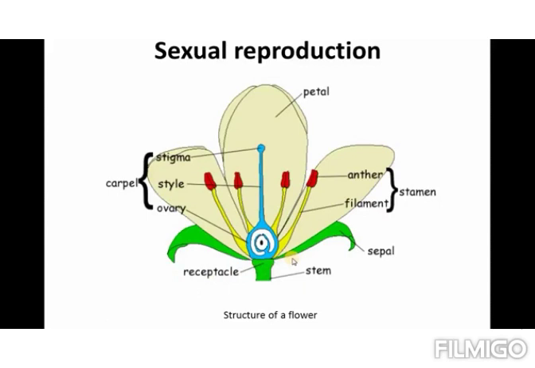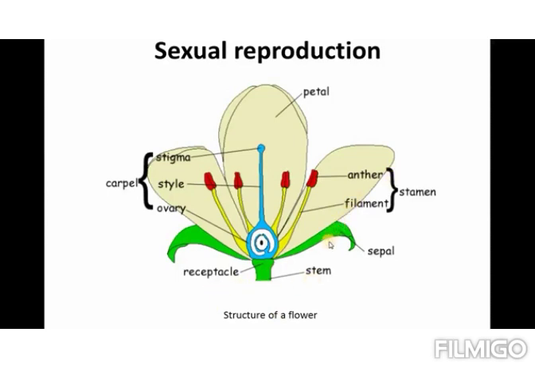Now, each flower has 4 whorls. These whorls are calyx, corolla, androecium and gynoecium. I repeat, each flower has 4 whorls. The first one is calyx, then corolla, then androecium and then gynoecium. So one by one I will explain all the parts.